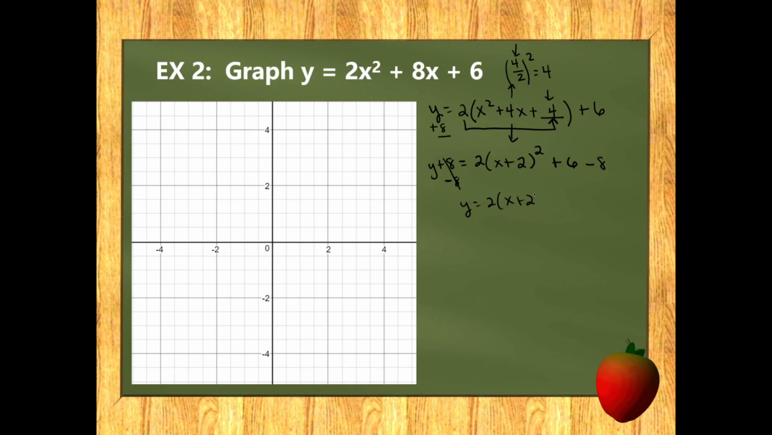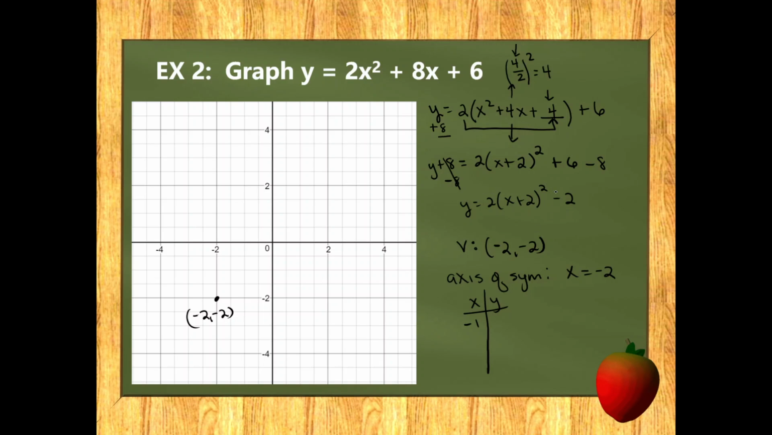So now my function is in work form, and my vertex is at -2, -2. So that's here. We can know our axis of symmetry is at x equals -2. And then I can pick another x near this axis of symmetry. So let's say -1. And I can plug it in.